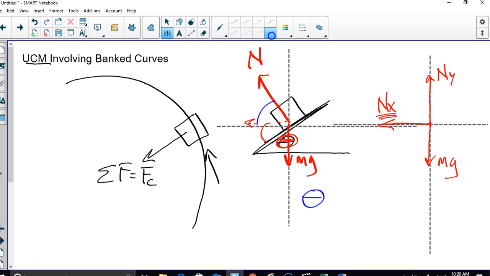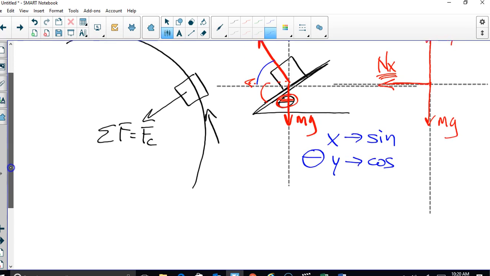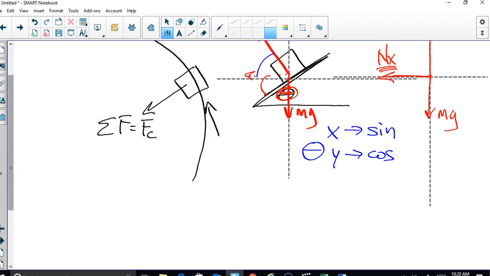When they give us that angle of inclination, for the inclined plane, we are going to make the x relate to the sine now, and the y relate to the cosine. We're going to switch the two. That means a couple things. That the y component of the normal force, which is equal to mg, is going to be equal to the normal force times the cosine of that angle.